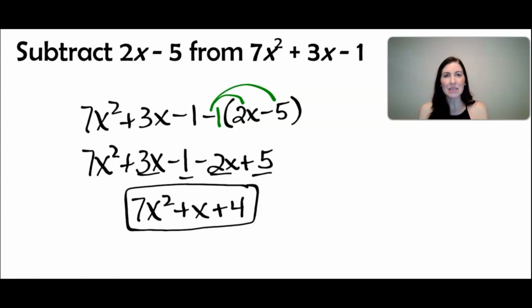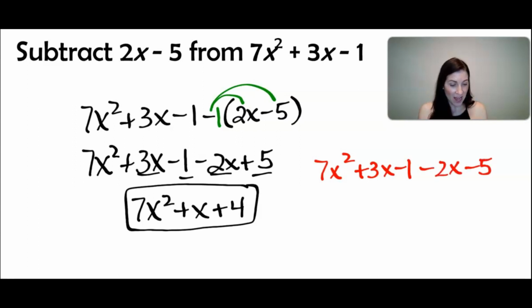So again, the mistake that I see is students writing 7x squared plus 3x minus 1 minus 2x minus 5, and they get a different answer when they combine like terms because they keep it as a -5 when really we're subtracting the quantity. Okay, common mistake I see right there. Let's look at one more.